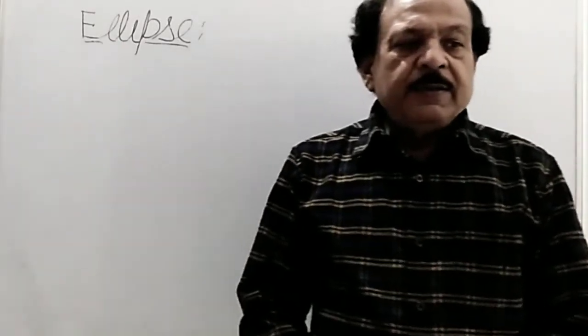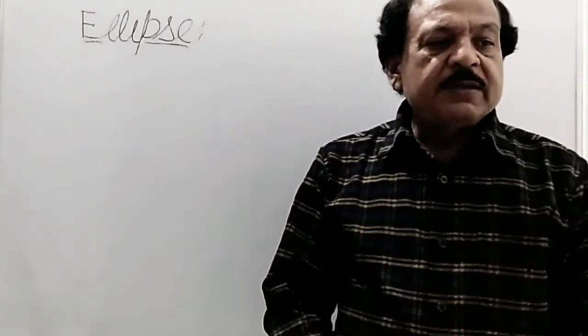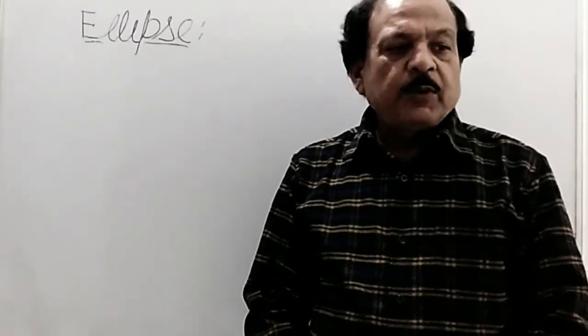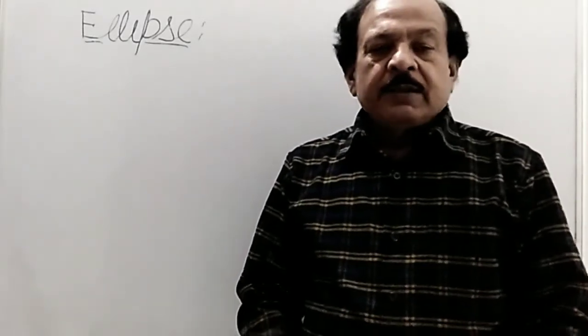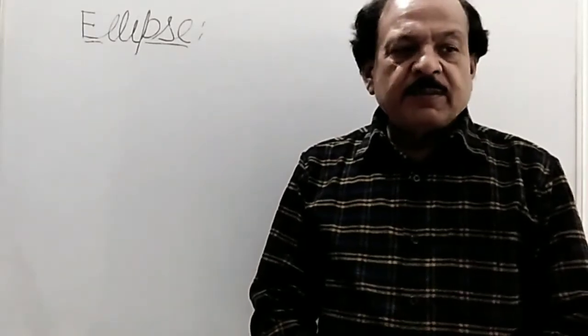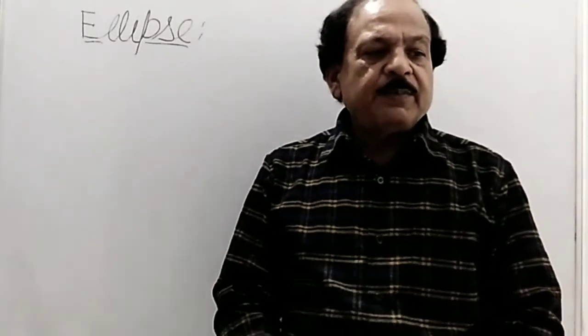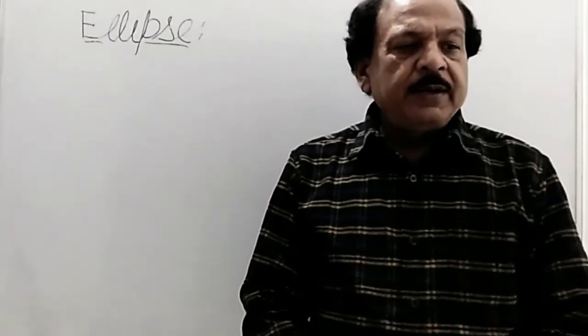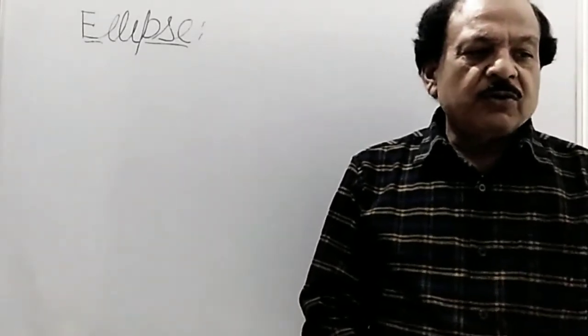So what is the ellipse? Ellipse is the set of all points in a plane, the sum of whose distances from two fixed points in the plane is constant.